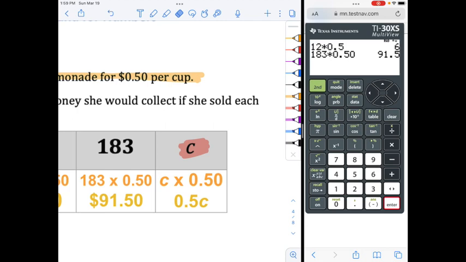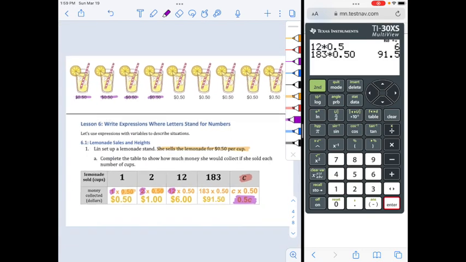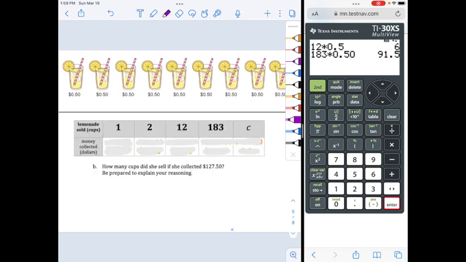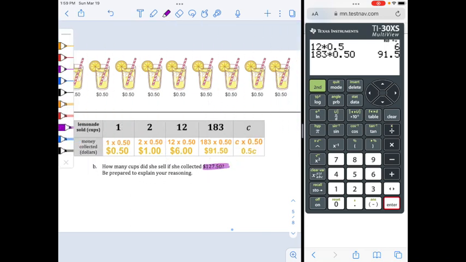This is an expression. 0.5C is an expression. It's a number and a variable with an operation. In this case, it was multiplication. We can use that expression to help us solve further problems, like this one. How many cups did she sell if she collected $127.50? So what's different about this problem is they're not giving us the cups, they're giving us the money.